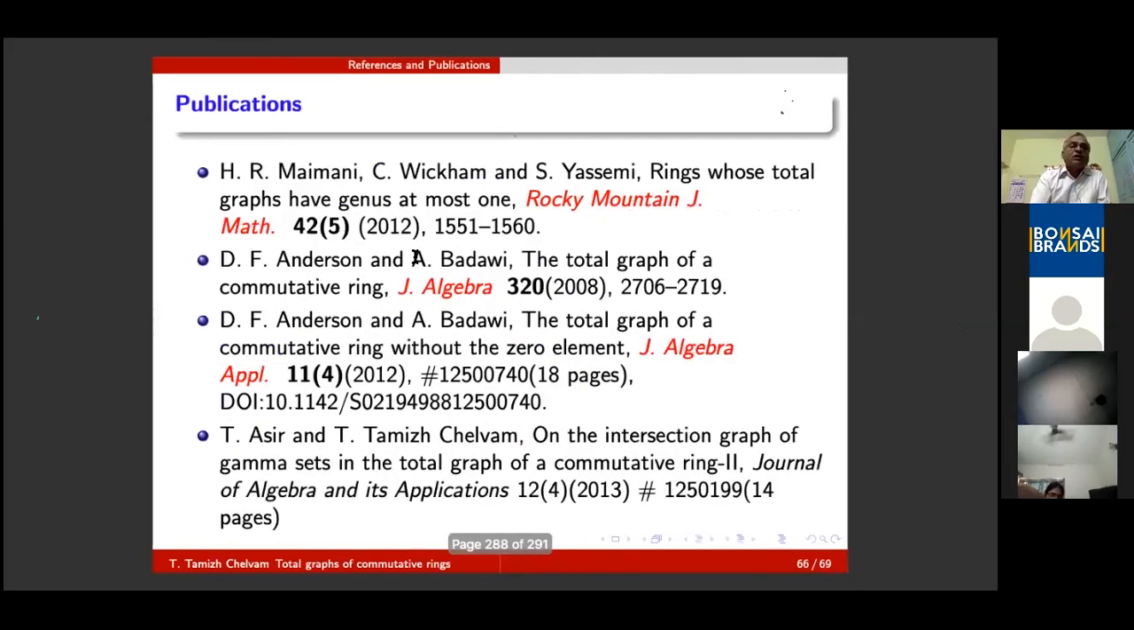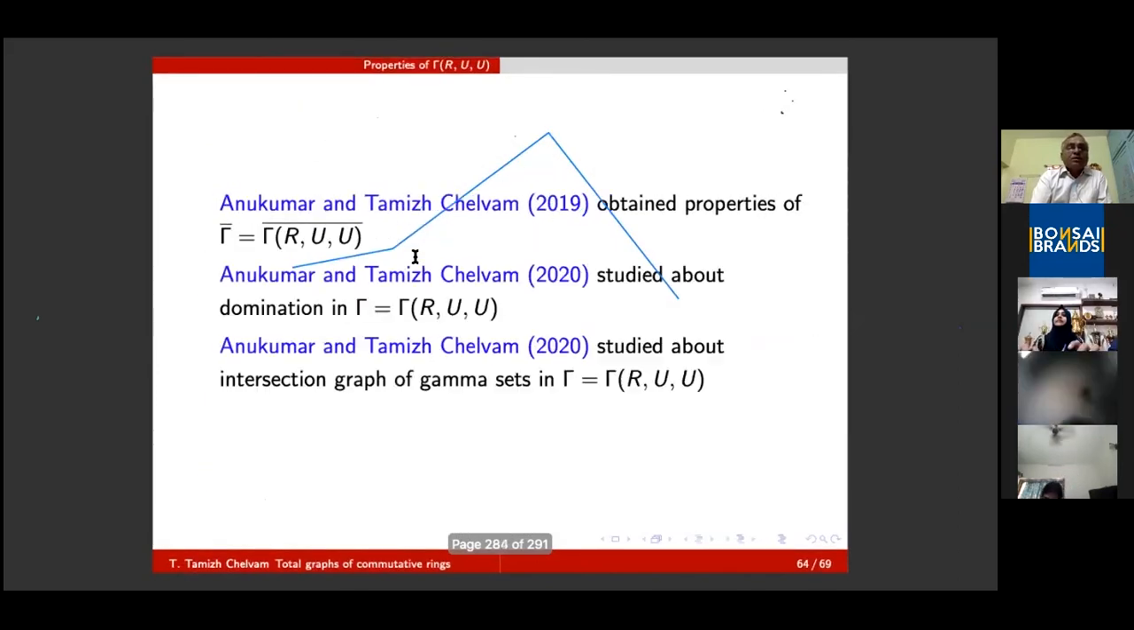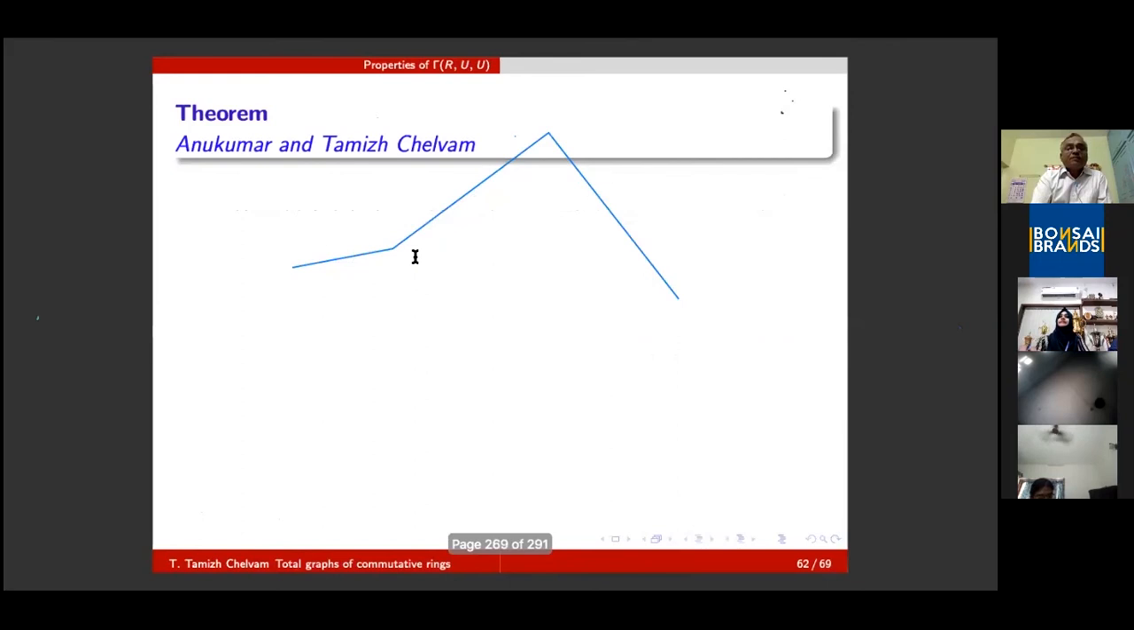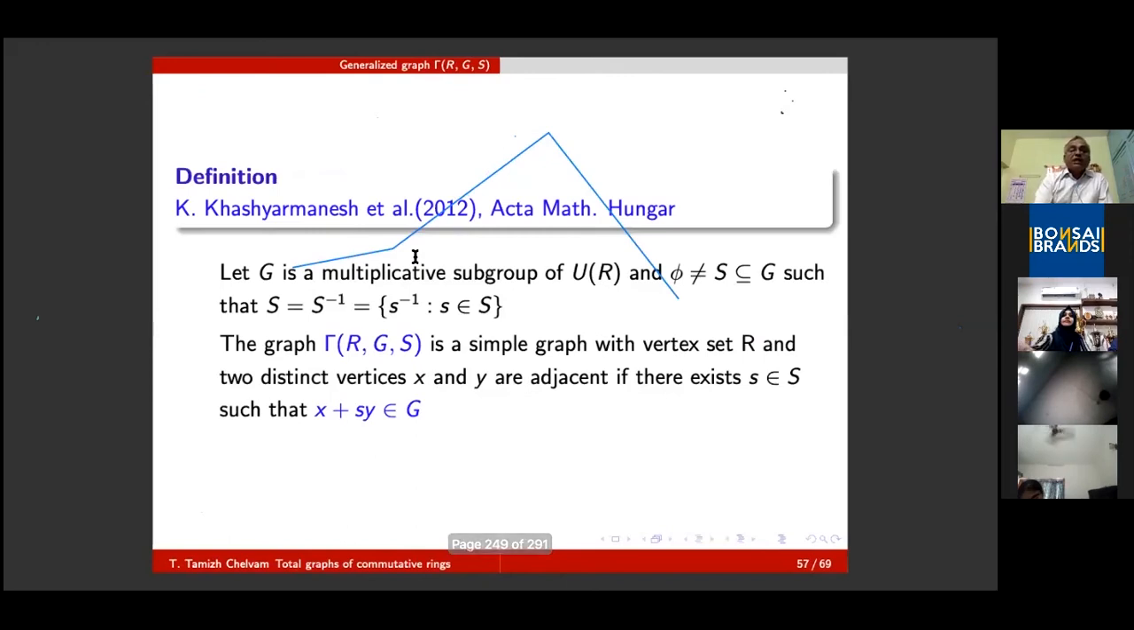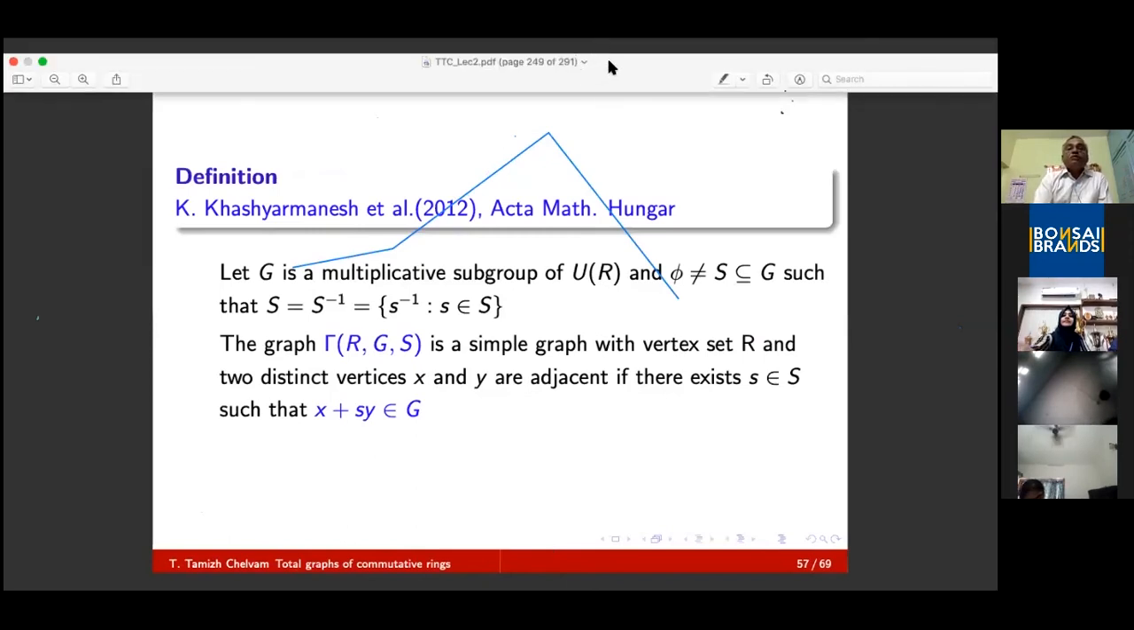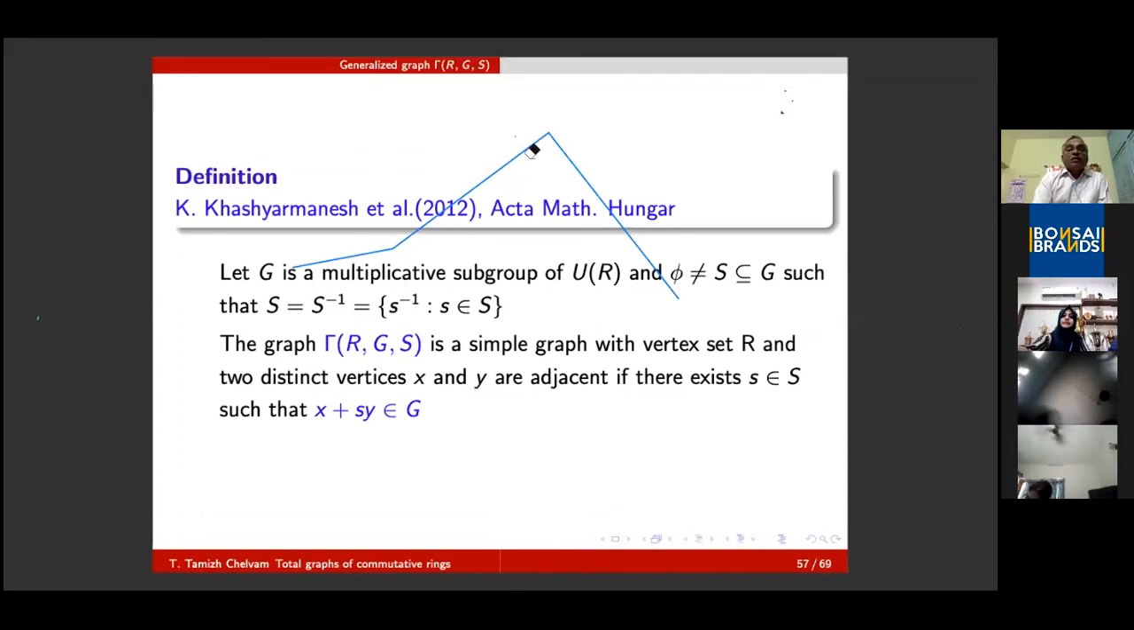Of course, for the sake of the audience, I would like to tell that this Kayarmanash gamma includes several graphs in its fold. Some of them to mention are: total graphs come into this class, Cayley sum graphs come into this class, Cayley graphs come into this class, then the complement of the total graph comes into this class. So this gamma includes all these things in one stroke. Of course, people have studied the interrelationship using this gamma also.